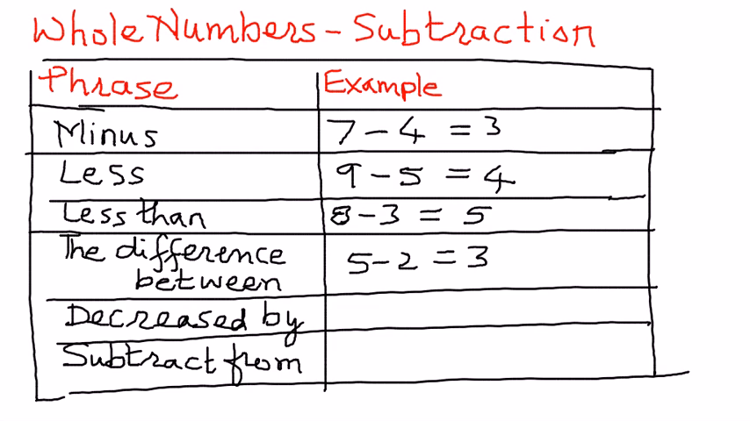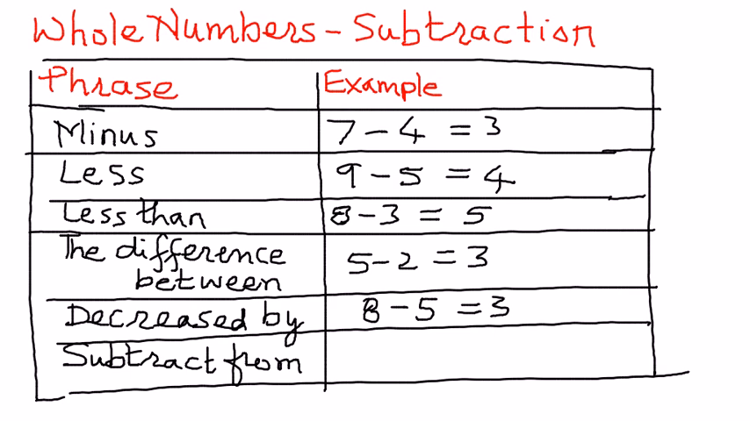Then the next one we have is decrease by. Let us say we want to use it in an example. 8 decreased by 5. 8 minus 5. That is what it means. 8 minus 5 is equal to 3.